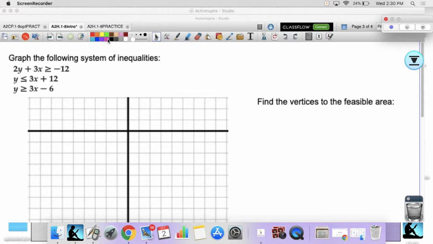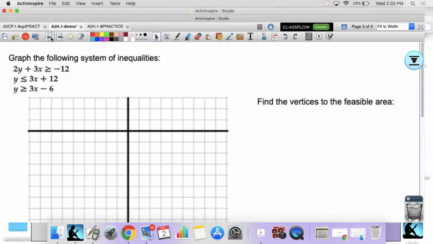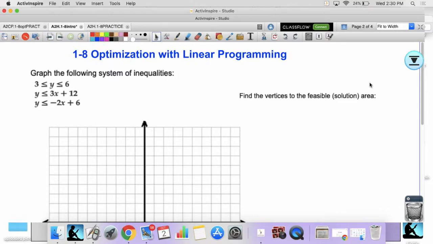Hopefully you've grabbed a note-taking guide. It looks a lot like this, but it has two examples on it, okay? We're going to start off with our first example here, optimization with linear programming. It has 3 is less than or equal to y, which is less than or equal to 6.